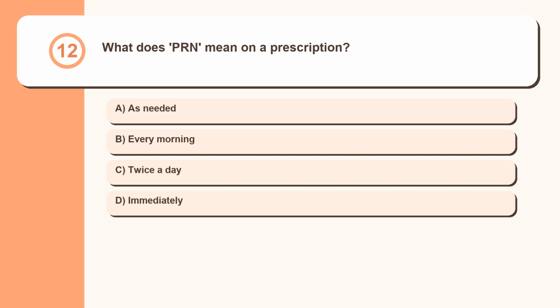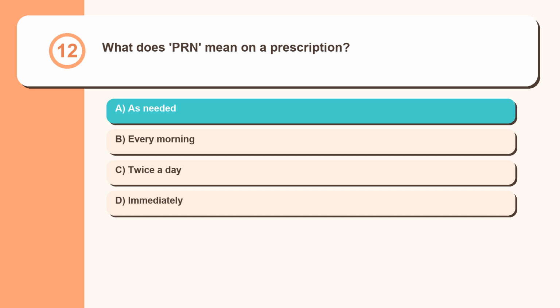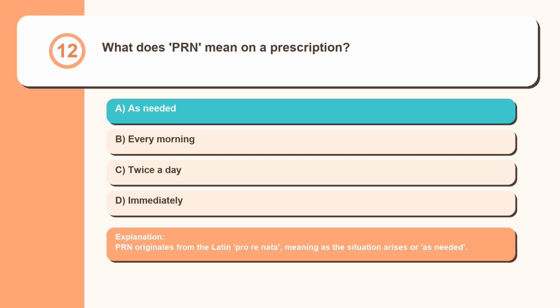Question 12. What does PRN mean on a prescription? As needed, every morning, twice a day, immediately. PRN originates from the Latin pro re nata, meaning as the situation arises or as needed.